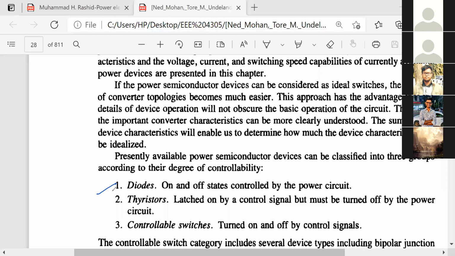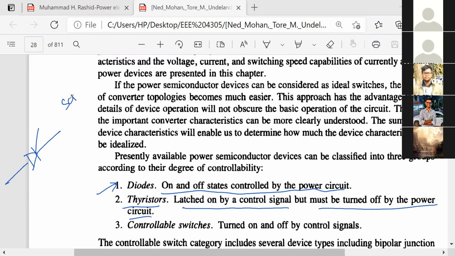Now, thyristors. They are on-off state controlled by the power circuit. Thyristors are latched on by a control signal but must be turned off by the power circuit. What does it mean? Let me give you the symbol, at least you should know. This is the symbol of an SCR or thyristor.